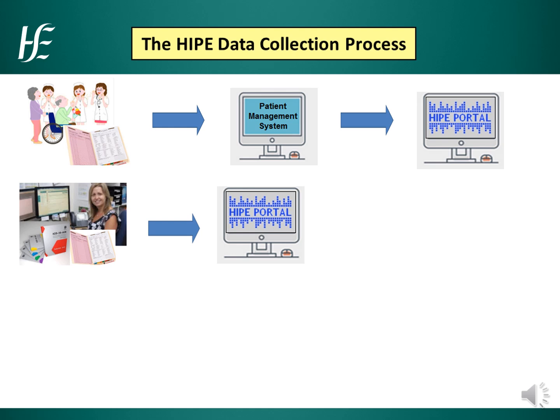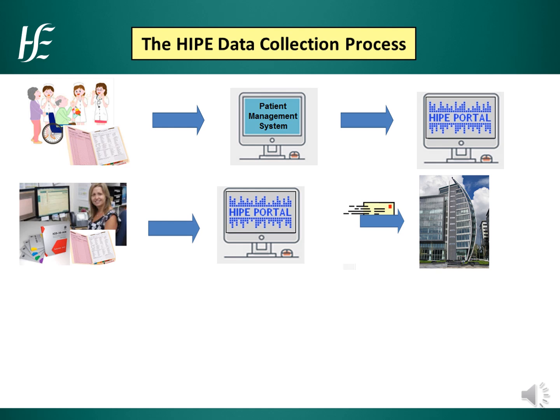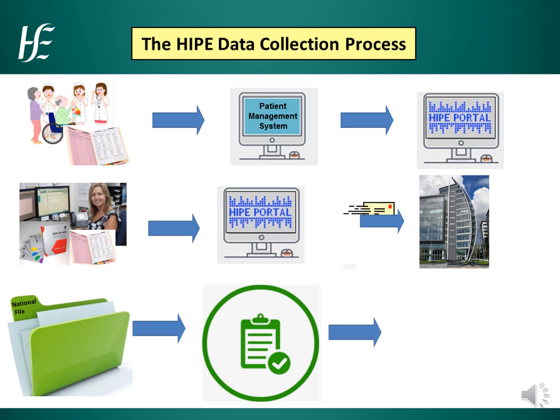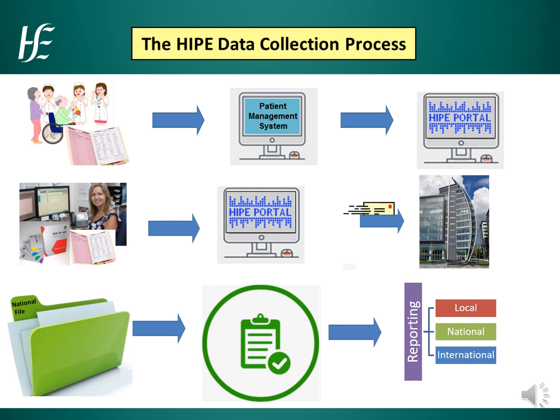All HIPE records need to be coded within 1 month of discharge in order to comply with HPO requirements. On the 3rd working day of each month, all the completed HIPE records are exported to the HPO, where they are entered onto the national HIPE file. This data is run through a series of quality checks before it is released for local, national and international reporting. We will explore and explain all these steps in greater detail during formal training.